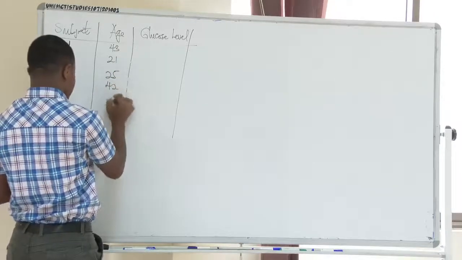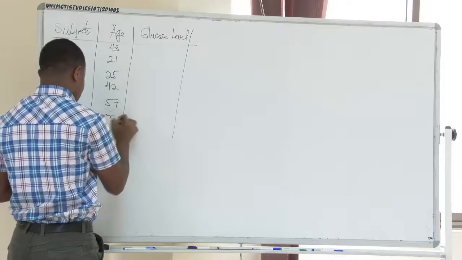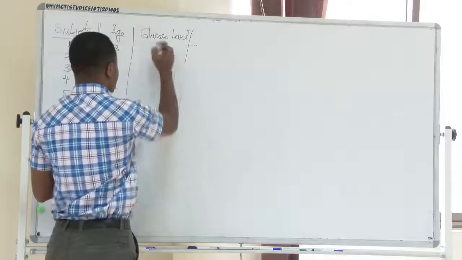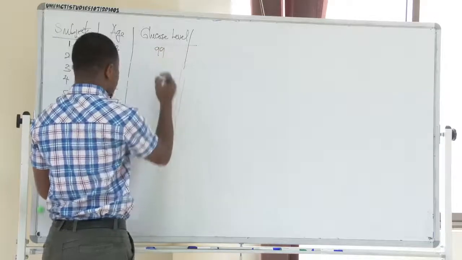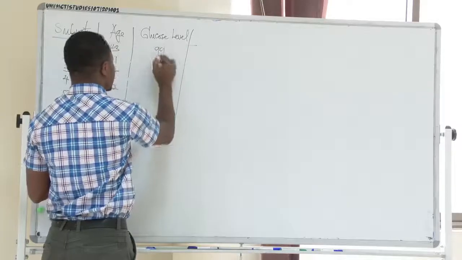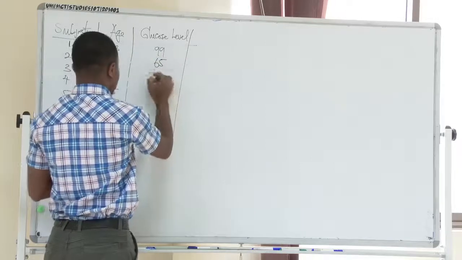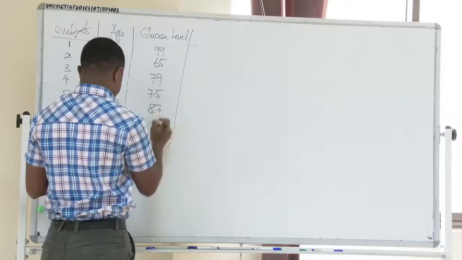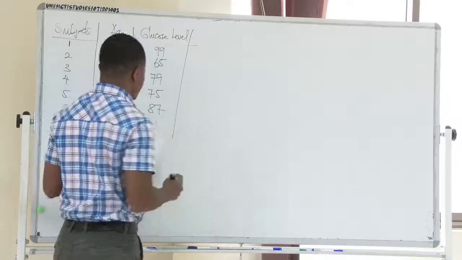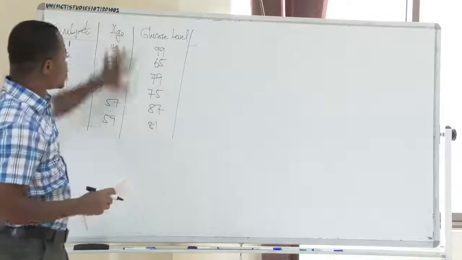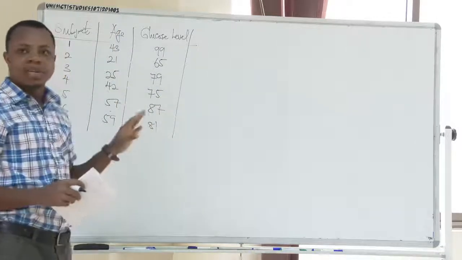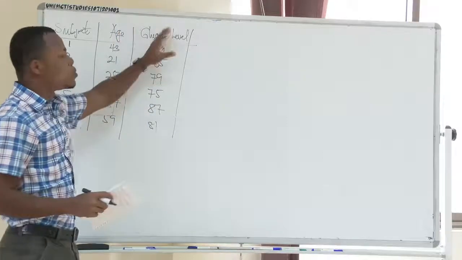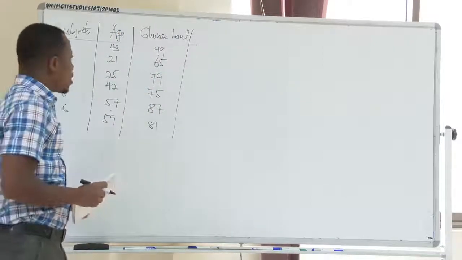Now with their age, we have 43 for the first patient, 21, 25, 42, 57, and 59. Now for their corresponding glucose or sugar level, we have the first one being 99, 65, 79, 75, 87, and then finally 81. Now suppose that with these two variables that we have here, we would like to determine the correlation between these two variables, that is the age and glucose level of these patients.